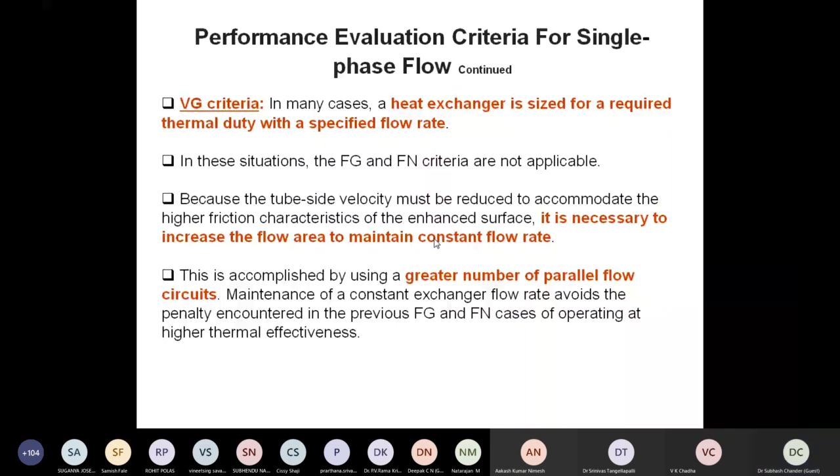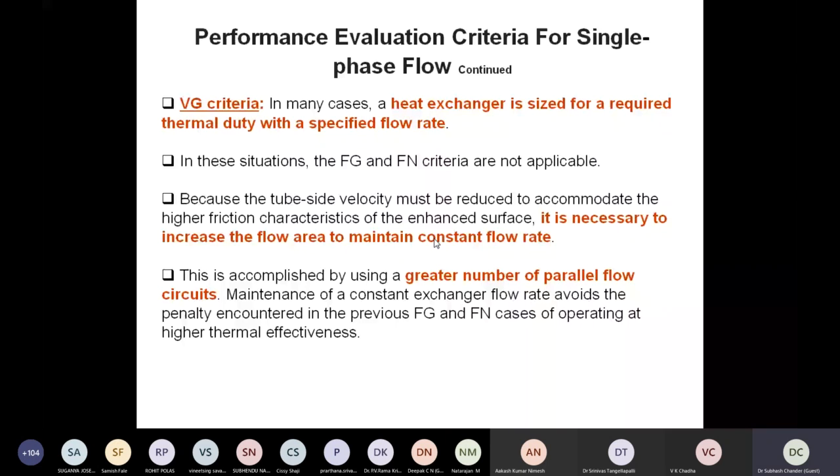Because things are fixed, because the tube side velocity must be reduced to accommodate the higher friction characteristics of the enhanced surface, it is necessary to increase the flow area to maintain constant flow rate. So this is accomplished by using a greater number of parallel flow circuits. So this is again by modifying the design geometry of the heat exchanger, and looking at whether we are going to get a gain by devising some roughness in that particular application.